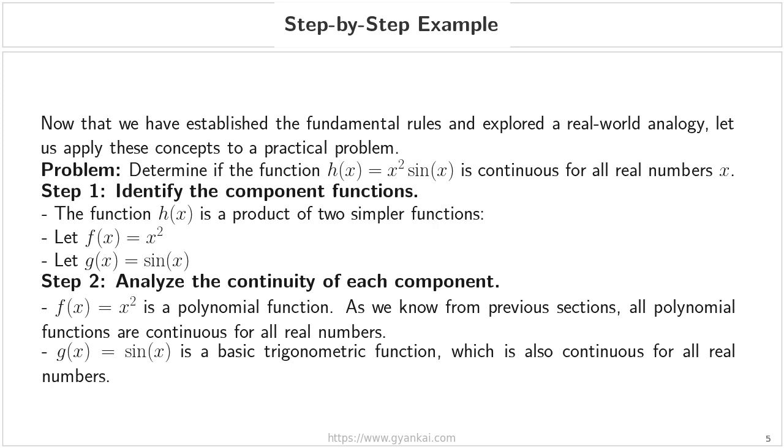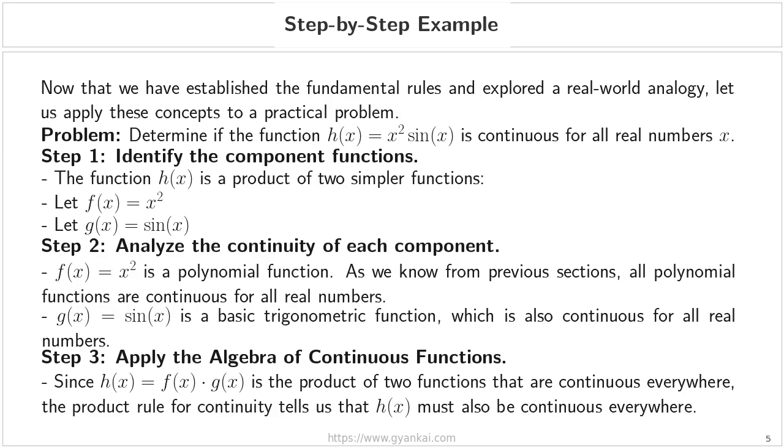First, consider f of x equals x squared. This is a polynomial function, and as we have learned in our previous sections, all polynomial functions are continuous for all real numbers. Next, we look at g of x equals the sine of x. This is a basic trigonometric function, which is also continuous for all real numbers. Step 3 is to apply the algebra of continuous functions.